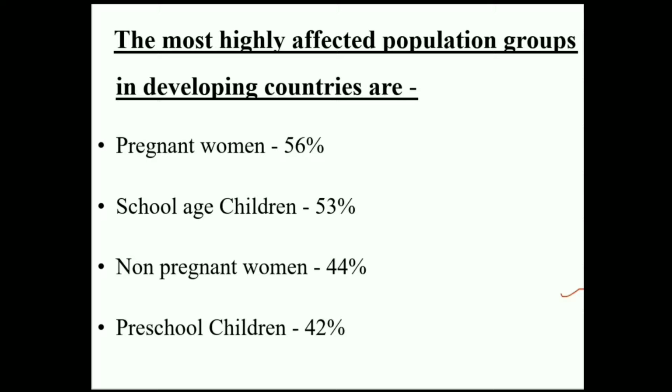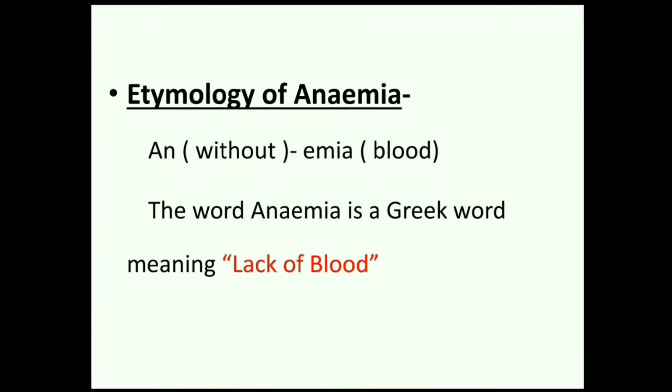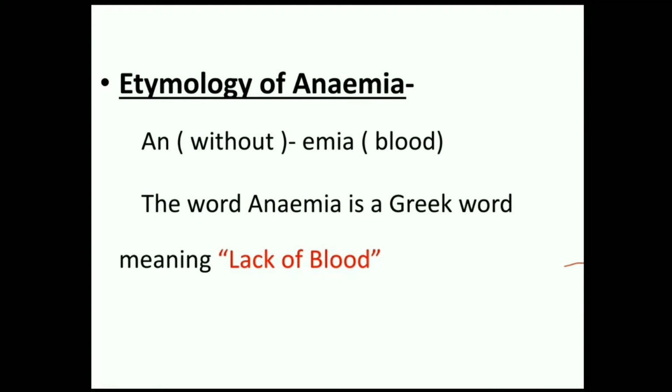preschool children 42%. Anemia is not a disease but a sign of some underlying disease. Etymology of anemia. An means without, emia means blood. So, the word anemia means without blood. The word anemia is a Greek word meaning lack of blood.